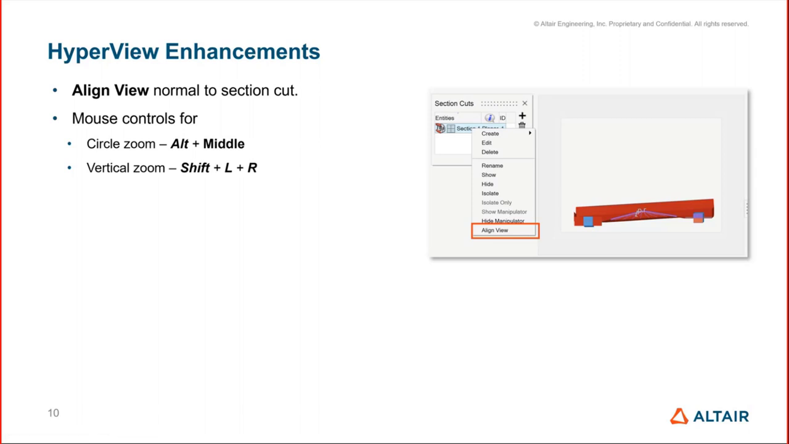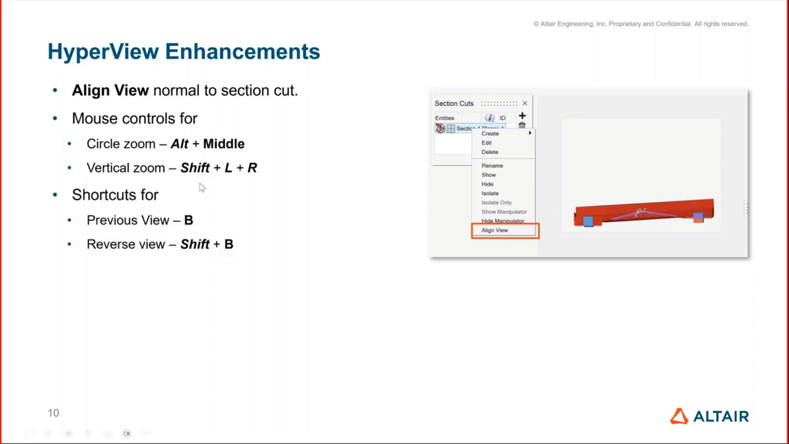Next one is a couple of mouse control options we have introduced in the new user interface. This is for circle zoom and vertical zoom. As you may be aware, these options existed in the classic user interface, and many customers prefer to use the circle zoom especially, and so they've been requesting it. So we have added it under the default mouse controls. Circle zoom is available using Alt and middle mouse button, and vertical zoom will be available using a combination of Shift, left and right mouse button keys.